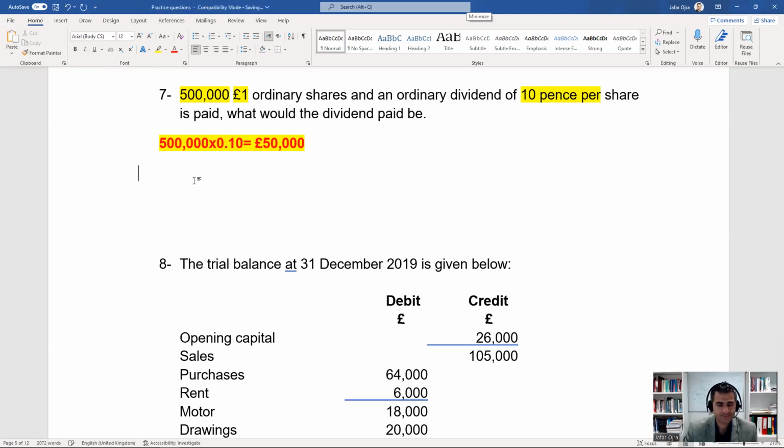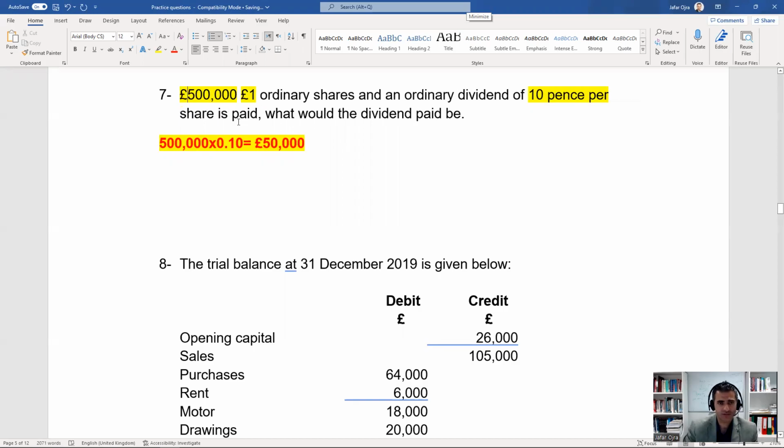Okay. So now let's trick the question. Instead, what I'm going to do here is change this to 500,000. Okay? 500,000. And I want to write here 0.5. Okay?